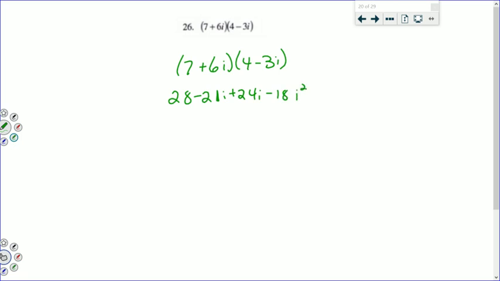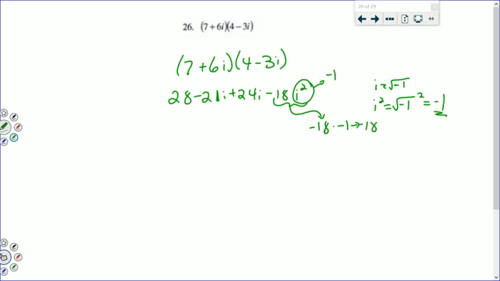Okay? Before we start combining like terms, I want you to remember that i squared equals negative 1, because i is equal to the square root of negative 1. So if we square i to get to i squared, that's going to be the square root of negative 1 squared. And when you square a square root, they cancel each other out, and we're left with just negative 1. So this guy right here ends up being negative 18 times negative 1, which is going to be just good old positive 18.